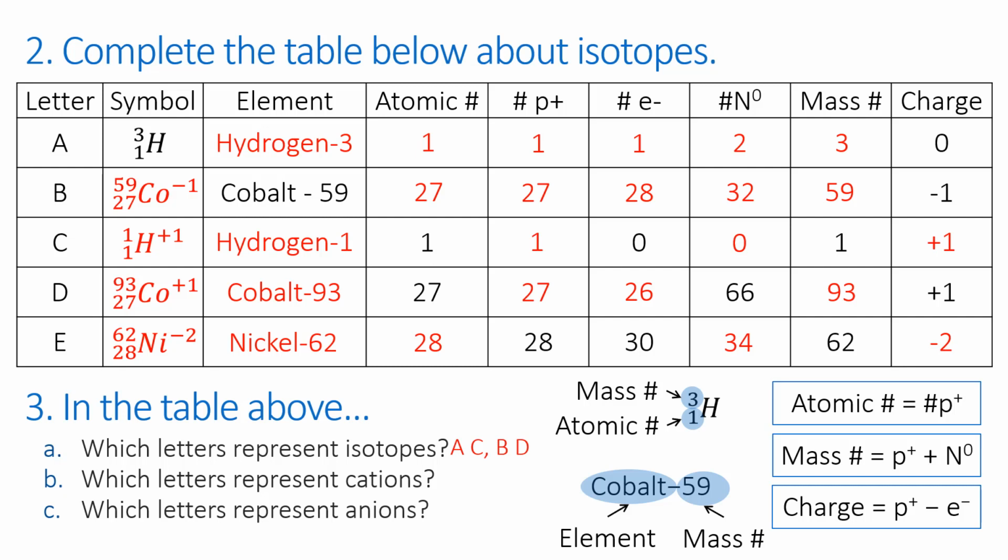Cations are any atoms that have a positive charge. There's a t in cation, which is kind of like a plus sign. So my cations are going to be isotopes C and D, and my anions, therefore, have a negative charge. That's going to be B and E.